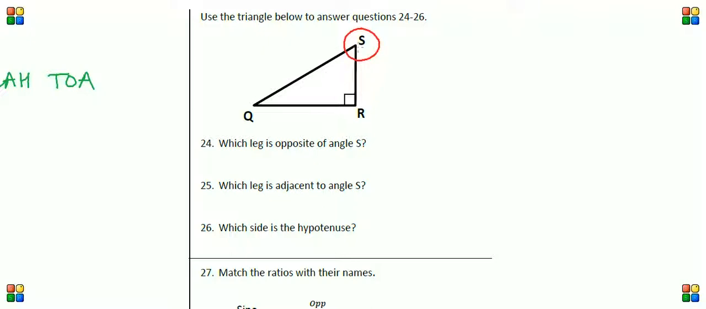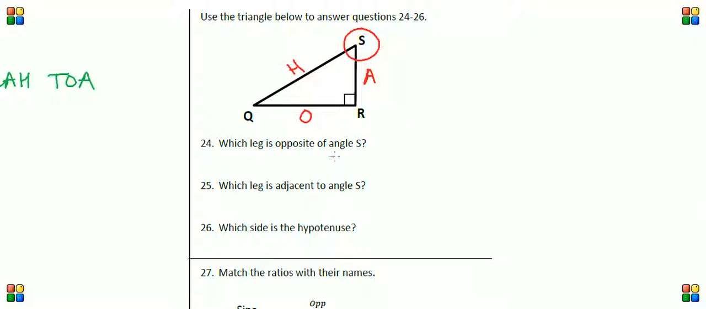We know that in this triangle, no matter what our reference angle is, this is always the hypotenuse because it is the longest side, or the side that is opposite of the right angle, or you can think of it as the side that doesn't touch the right angle. This makes the side that's touching angle S, or the leg that's touching angle S, the adjacent side. And the leg that is opposite of angle S is QR. It's the leg that doesn't touch our reference angle.